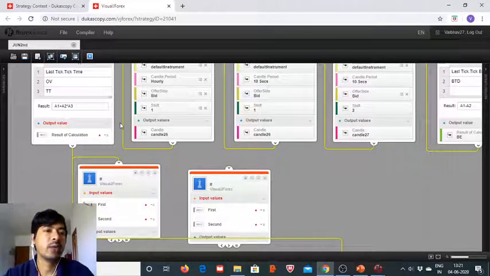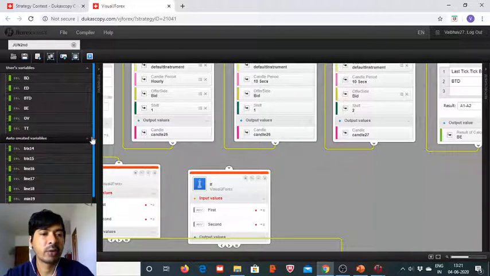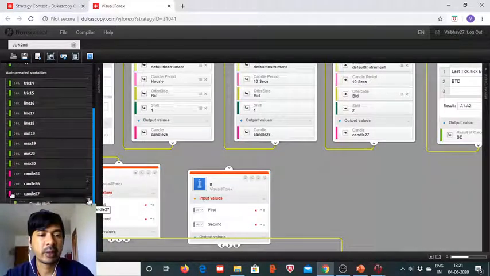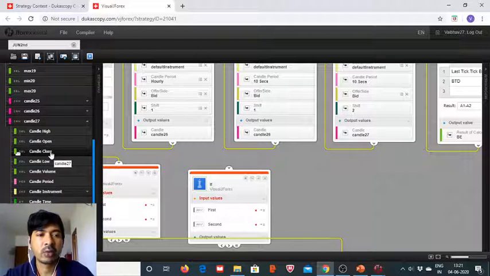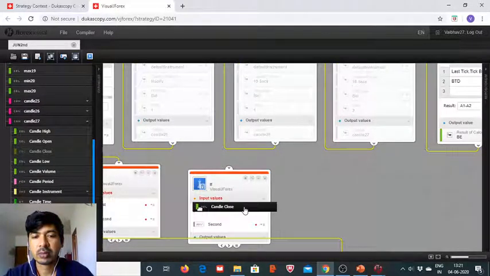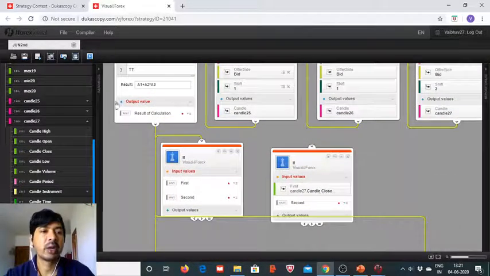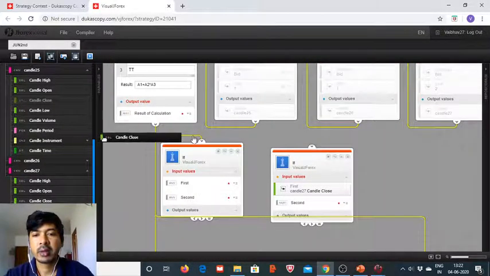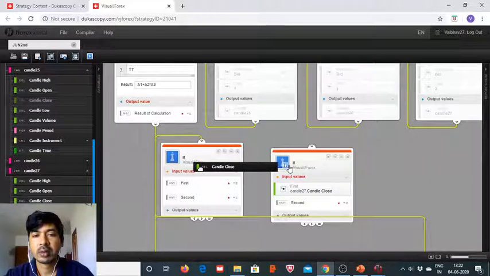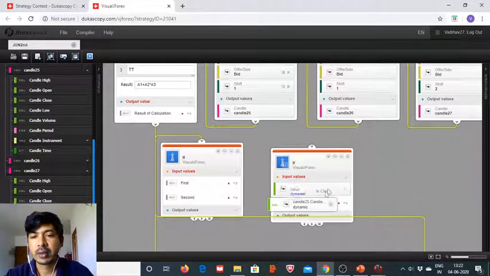So here we go, we take candle 27's closing value. For that we are going to need to take into account candle 27's close, and we need to compare it to candle 25's close, and here we go. Oops.